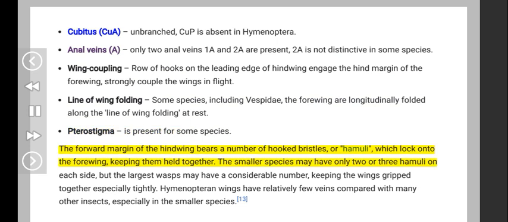The forward margin of the hindwing bears a number of hooked bristles, or hamuli, which lock onto the forewing, keeping them held together. The smaller species may have only 2 or 3 hamuli on each side, but the largest wasps may have a considerable number, keeping the wings gripped together especially tightly. Hymenopteran wings have relatively few veins compared with many other insects, especially in the smaller species.